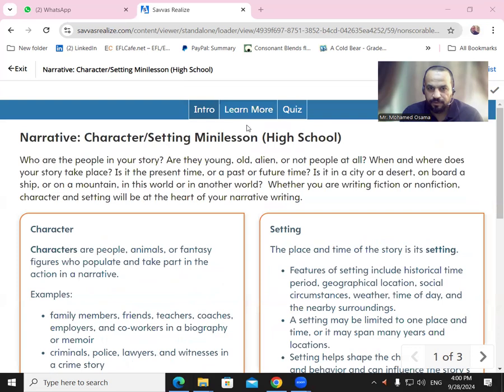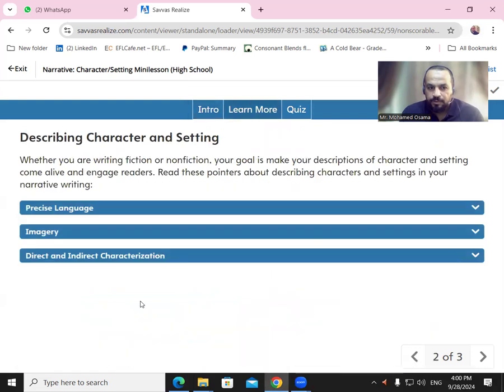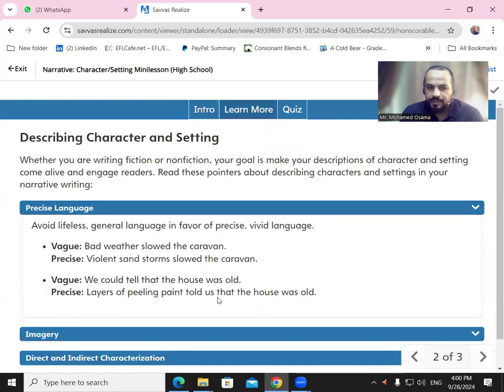To dig more, for example, if I ask you to write a short story and you write, bad weather slowed the caravan, this is very vague, and it's not advanced language. But if you say a violent sandstorm slowed the caravan, at this point, you're like a professional and advanced writer.